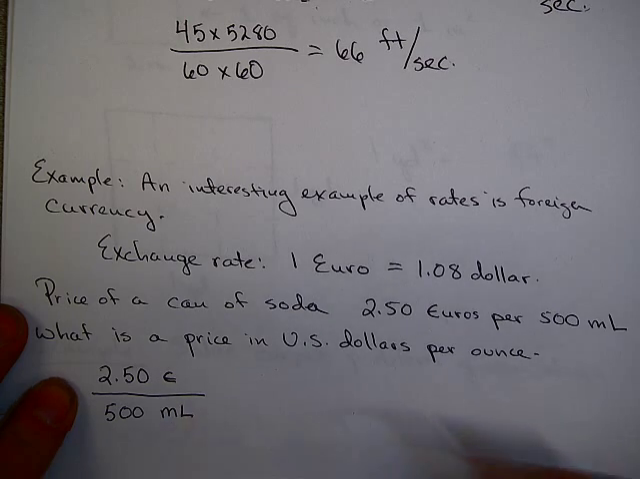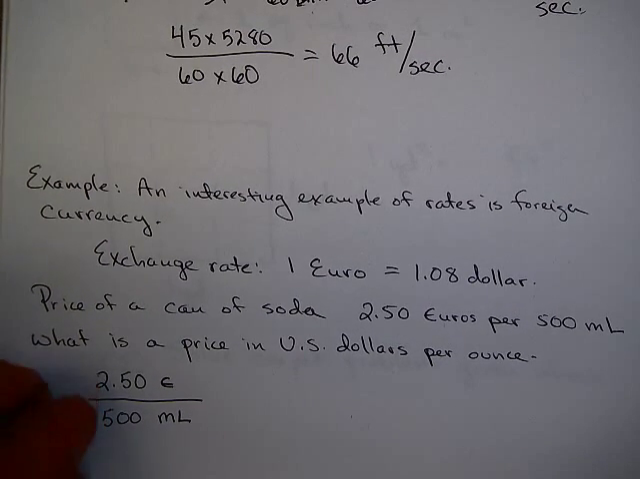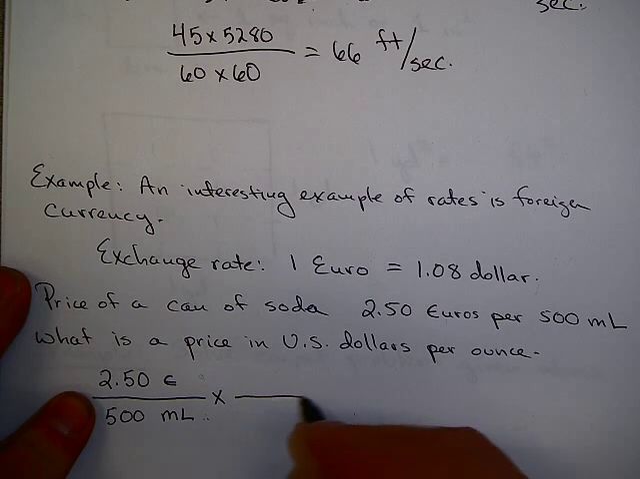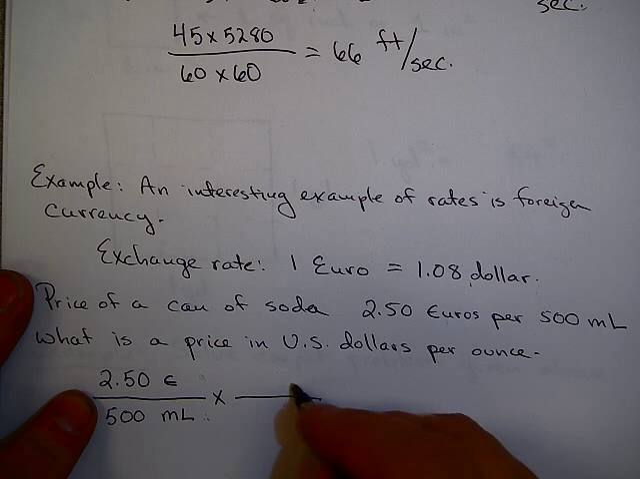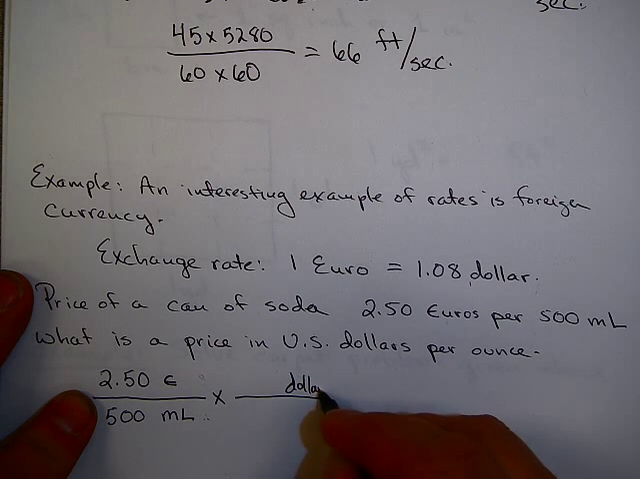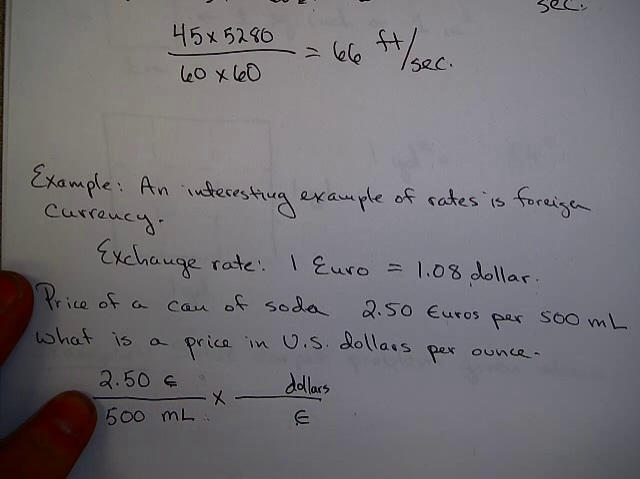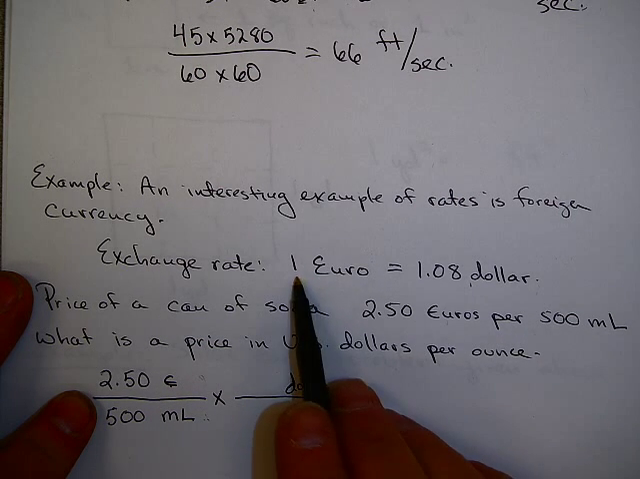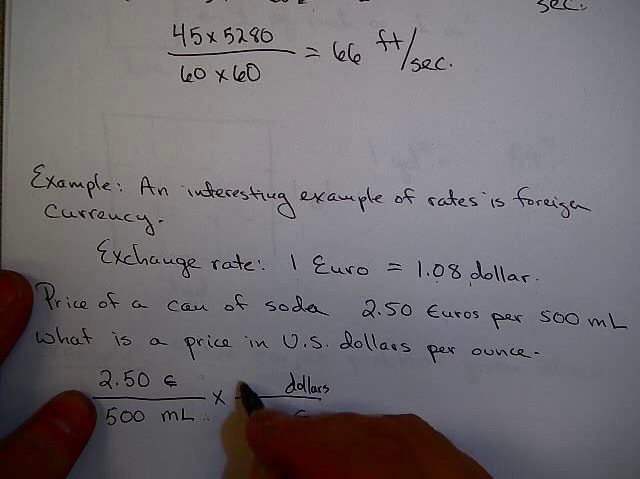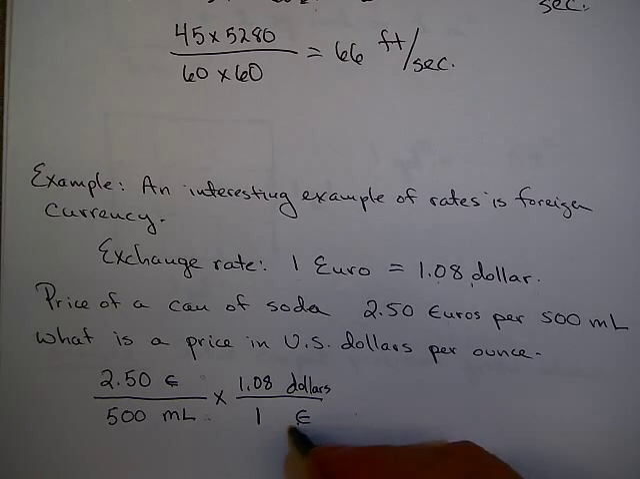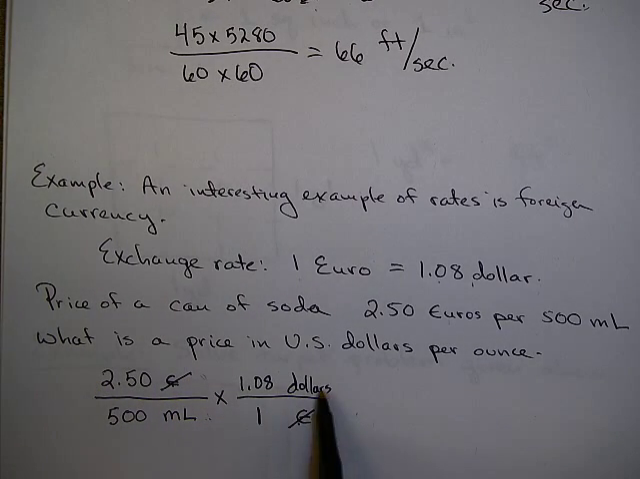You'll notice, unlike the previous example, I have a value in this rate for both the top and the bottom. And I want to convert euros to dollars. So I want to have dollars up here and euros down here. By the way, this funny looking E is the symbol for euros. Now you notice it says 1 euro is $1.08. So we'll put that in. That would give me how many dollars this costs per 500 milliliters.